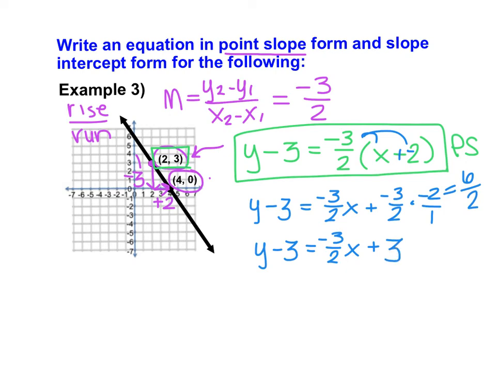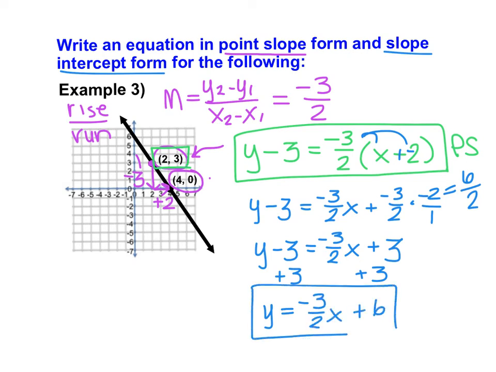And then in order to be in slope-intercept form, I know that y needs to be alone, so I add 3 to each side. So y is equal to negative 3 over 2x plus 6. So now we have both point-slope form and slope-intercept form.